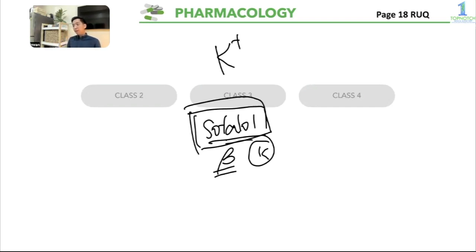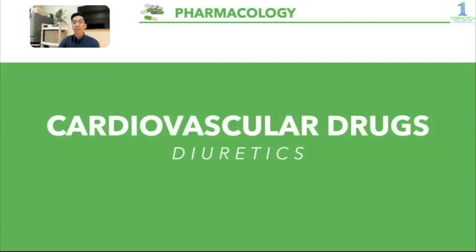Parang exception, no? Parang unique characteristic ng sotalol na added effect niya for it to become a class 3 antiarrhythmic. Okay? Okay, so these are your sotalol. And your class 4, ito yung mga calcium channel blockers natin. Okay, so those are your antiarrhythmic agents.